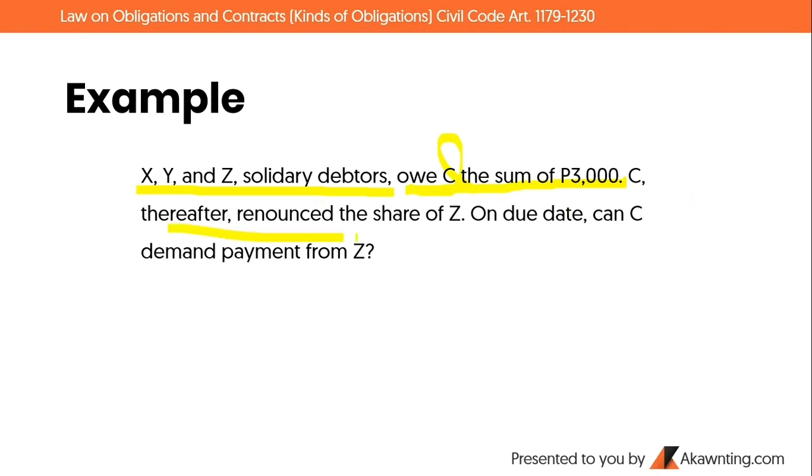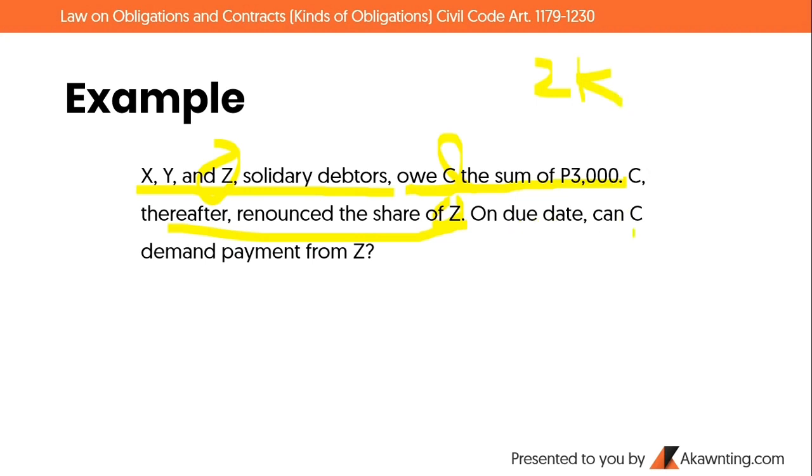So, C, thereafter, renounce the share of Z. So, na-renounce yung share ni Z. Pero ang tanong, dahil ba na-renounce yung share ni Z, hindi na ba siya solidary debtor? The answer is no. Solidary debtor pa rin siya. Ibig sabihin, pwede pa rin singilin si Z na magkano? Siyempre, na-renounce yung kanyang share, malamang-lamang, yung share niya dito is 1,000. So, ang matitira na lang dun sa obligation ay 2K.